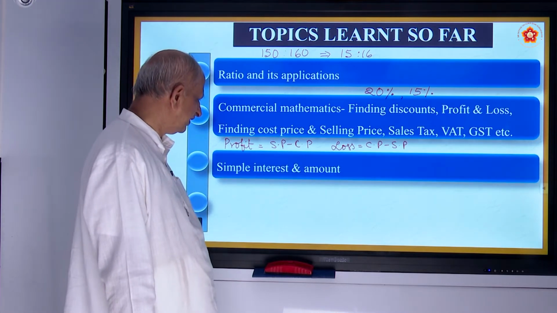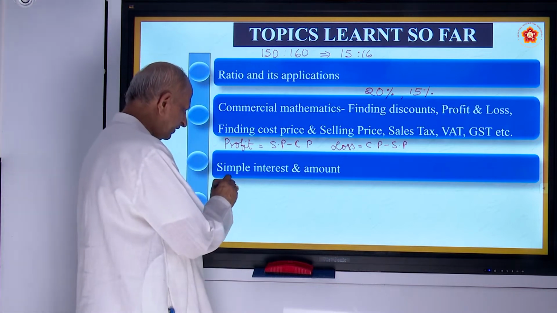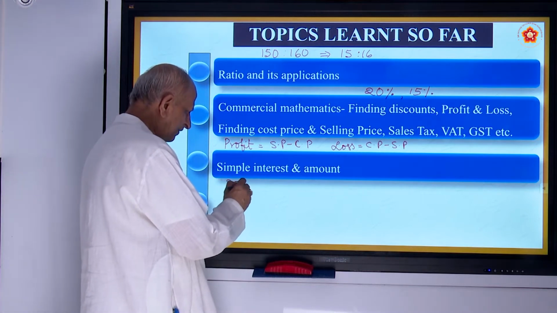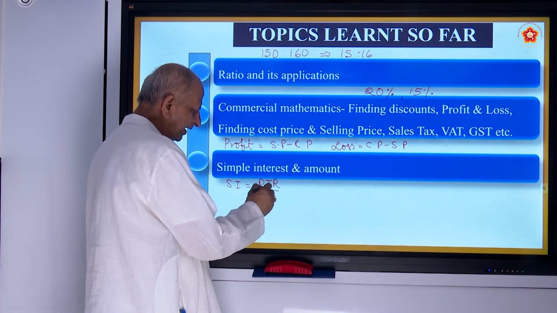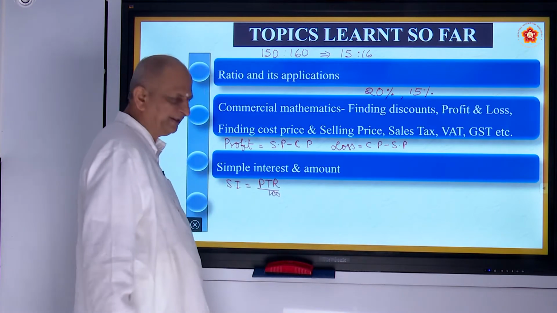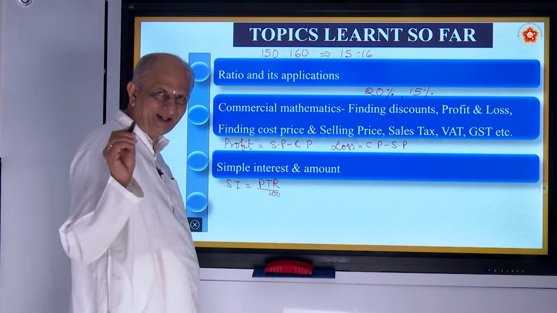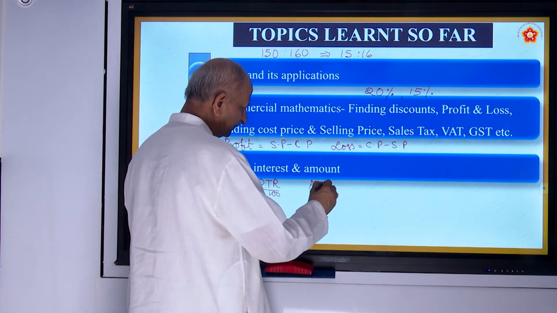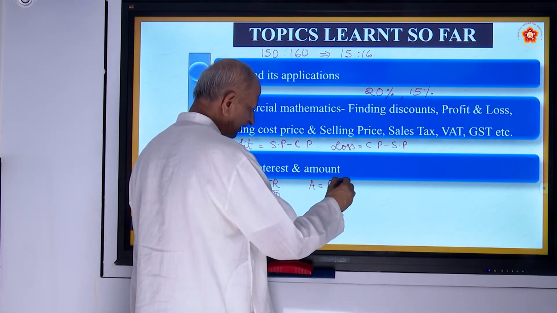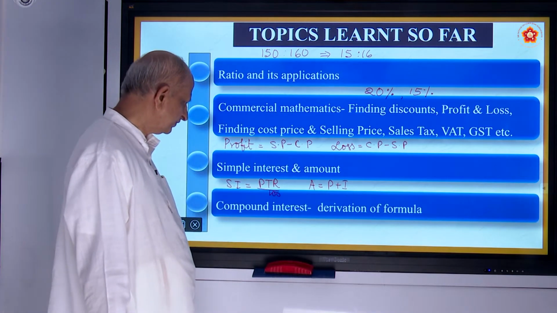And also you have studied about simple interest and amount. Simple interest given by the formula PTR by 100. What is P? Principal. T? Time. R? Rate of interest. Formula for amount A is equal to principal plus interest. Correct? That also we have studied.